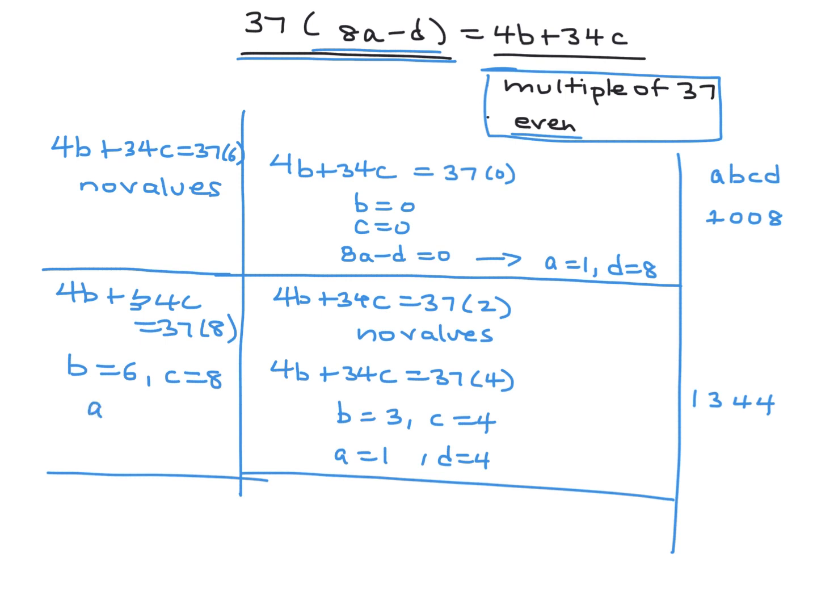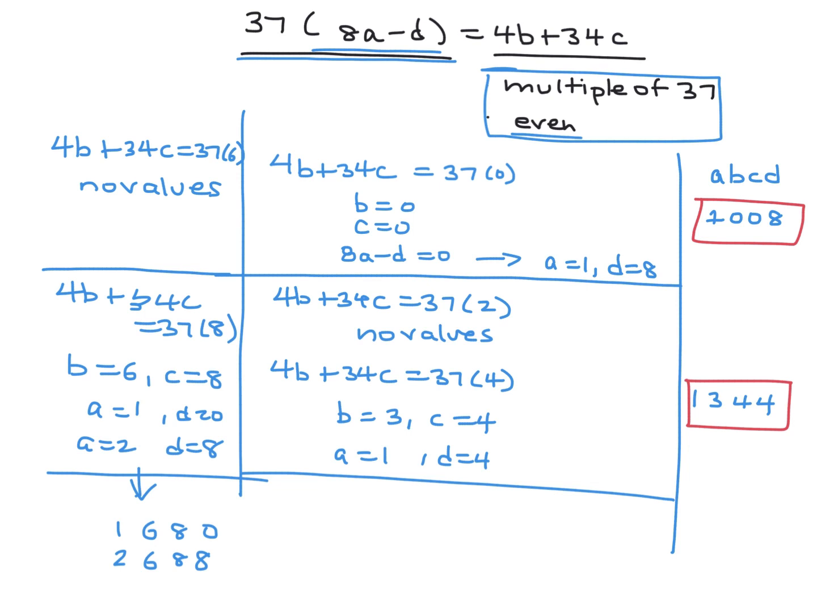And then for A, we actually get two solutions. We get A equal to 1 or A equal to 2. This one will give D equals 0. This one will give D equals 8. So these ones will give me 1680 or 2688. So those are your numbers. So this one, 1008, 1344, 1680, or 2688.